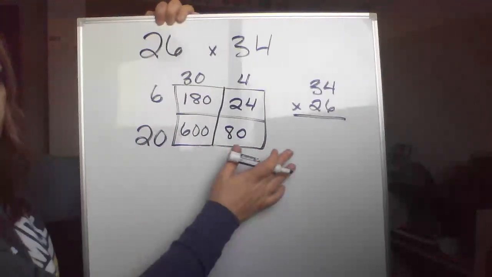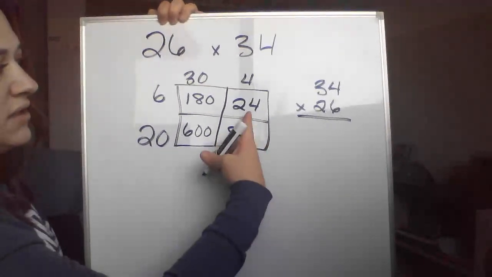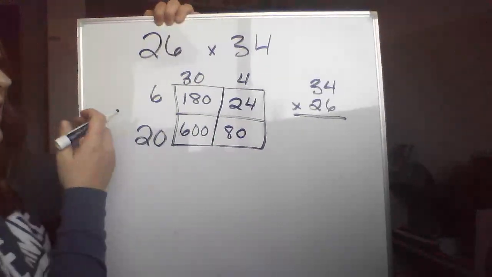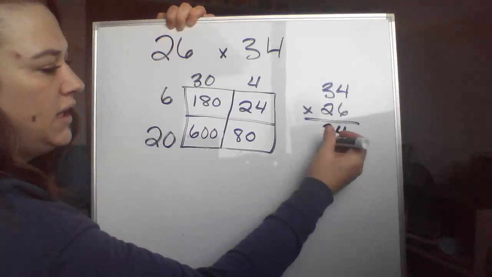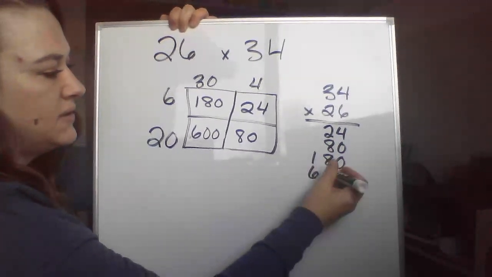Partial products, we're going to take them over here to add them together to get our final product. And I always start with my lowest number on top, so it's a little bit easier to add them. So we've got 24, 80, 180, 600.